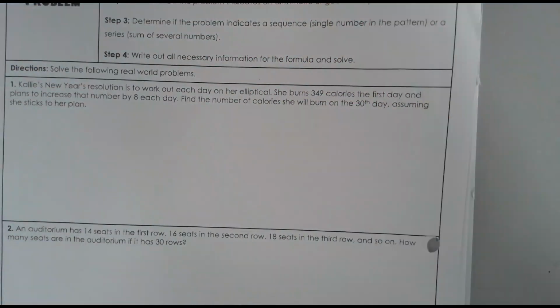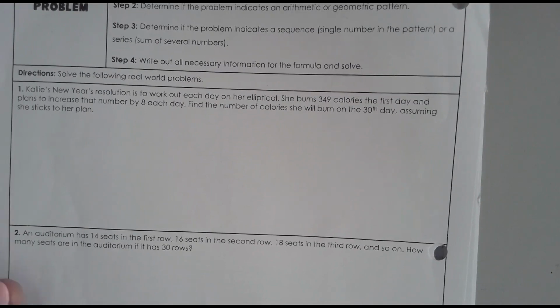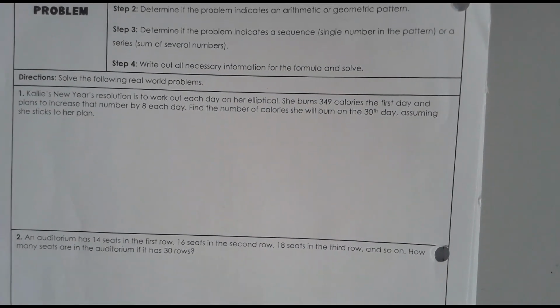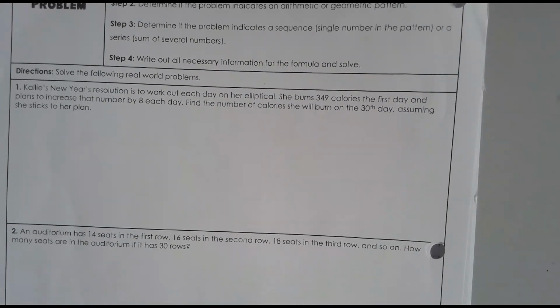Hallie's New Year's resolution is to work on her elliptical. She burns 349 calories the first day and plans to increase that number by 8 each day. So let's stop there and list out my first few terms. What is the first term in my sequence? 349. The first day is 349.